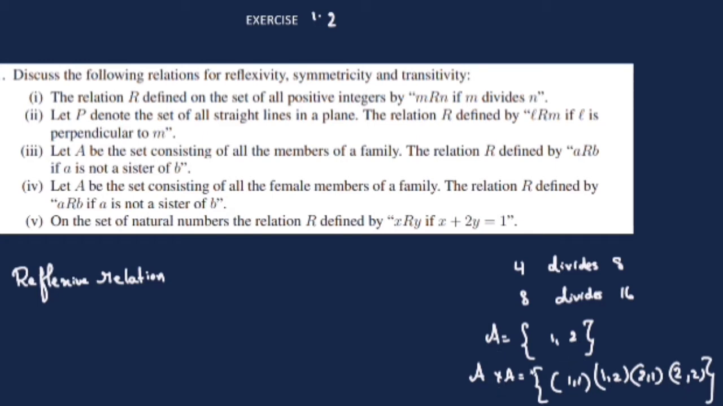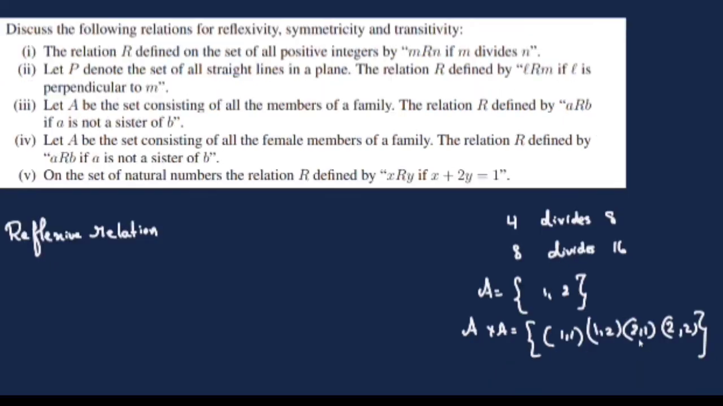Now symmetric means if I take (1, 2) in the relation, then (2, 1) should be there. The first pair should be there, so (1, 2) and (2, 1) should be there. What is transitive? If (1, 2) and, suppose you start with (2, 1), then (1, 1) should be there. Then only we say the relation is transitive. If all the three properties are there in one particular relation, then we say that relation is an equivalence relation.